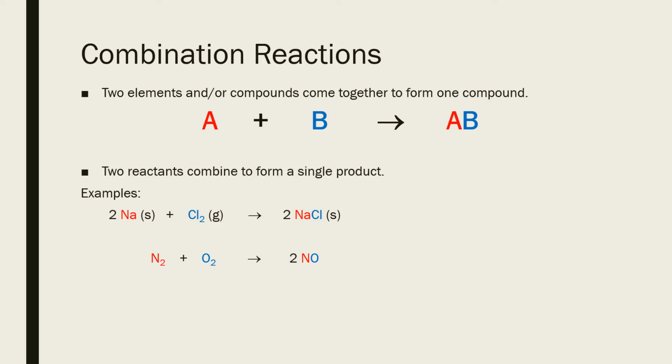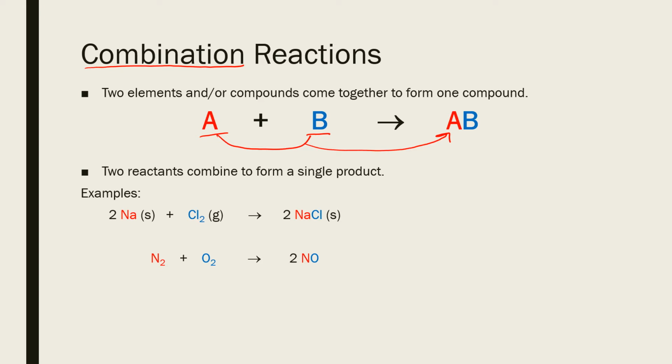In a combination reaction, two elements or compounds come together to form one compound. In other words, two small elements such as A and B combine with each other, hence the name combination. They come together to form a bigger molecule. Therefore, these kinds of reactions are known as combination reactions.